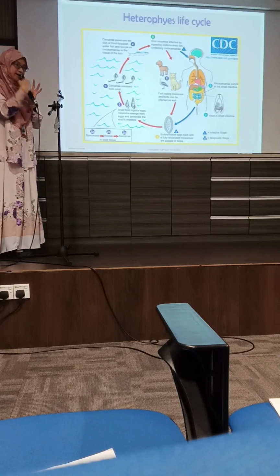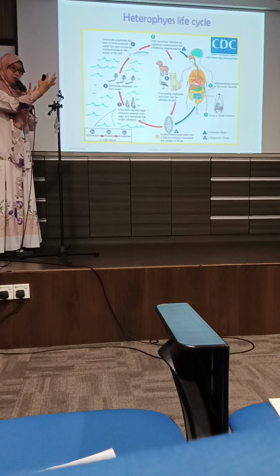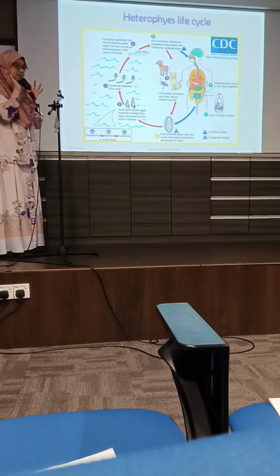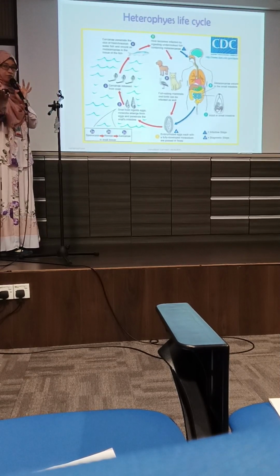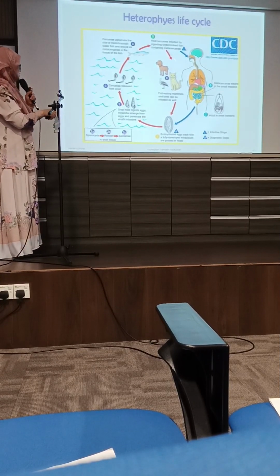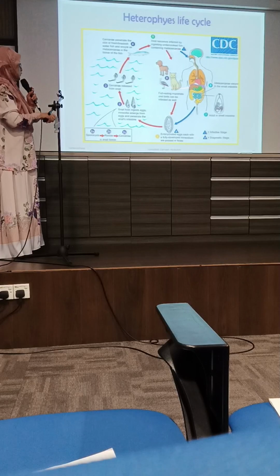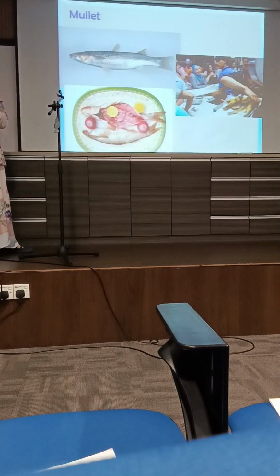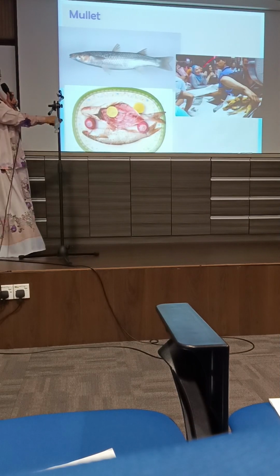Daripada sini sama. Cercaria release from the first intermediate host, pergi cari berenang dalam aquatic environment, pergi cari second intermediate host, which is freshwater fishes. Okay, so daripada sini you makan freshwater fishes, semualah host yang makan freshwater fishes, you can get the infection. Faham perbezaan dia? So this is mullet, nampak bergebuk-gebuk beli semua kan.